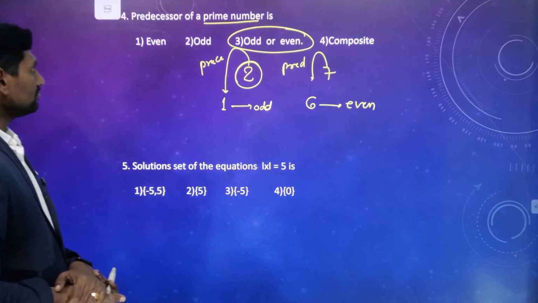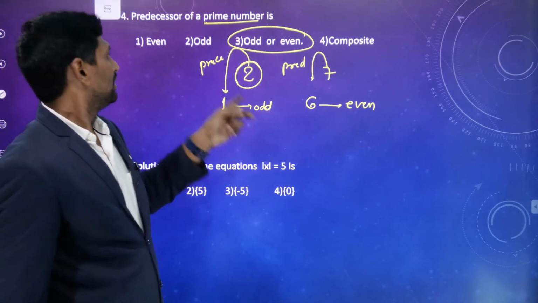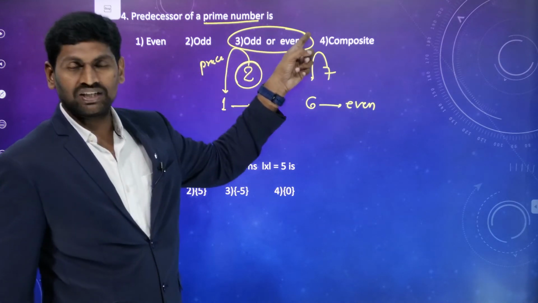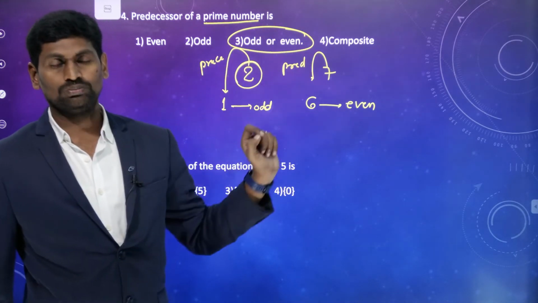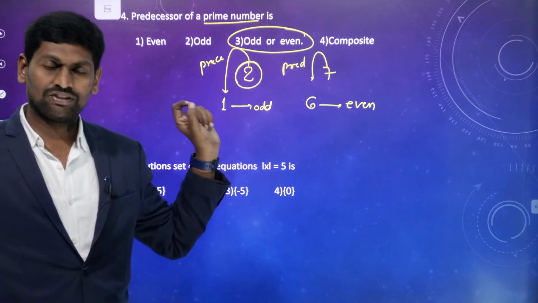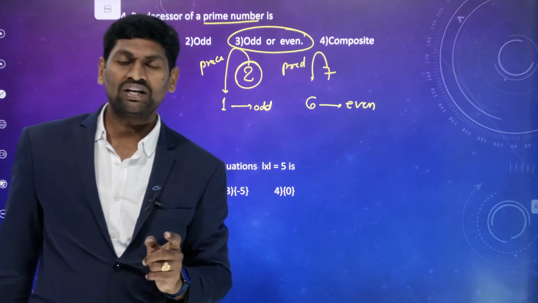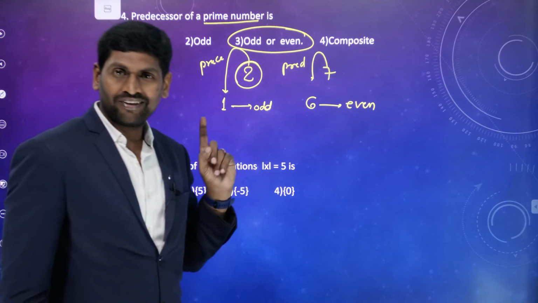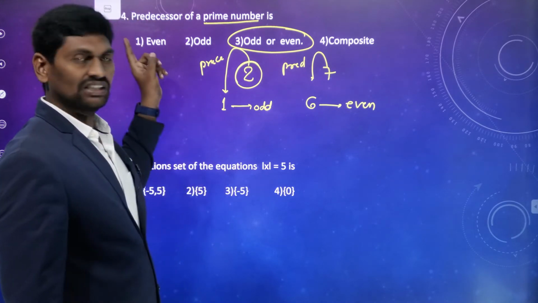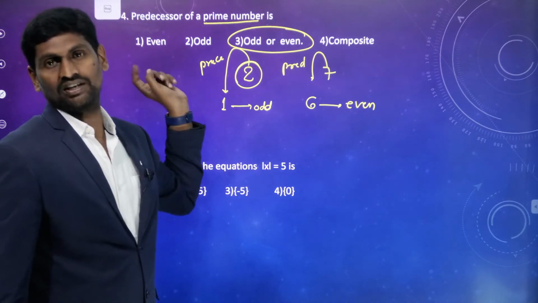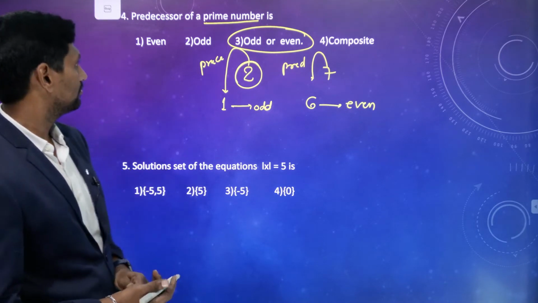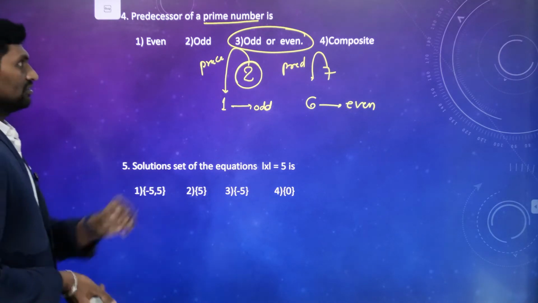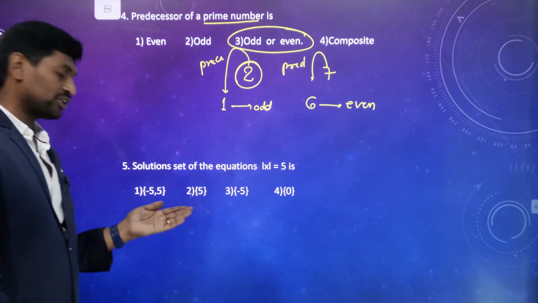Okay. Same question: predecessor of a prime number except 2. If the question is asked, predecessor of a prime number except 2, we always go with the option even. Okay. So the third is our answer. Coming to the next.